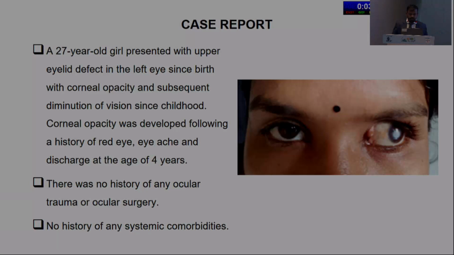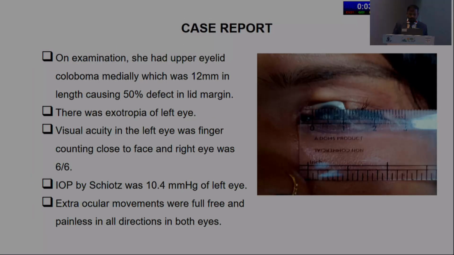My case, a 27-year-old girl presented with upper eyelid defect in the left eye since birth with corneal opacity and subsequent diminution of vision since childhood. Corneal opacity developed following a history of red eye, ache and discharge at the age of 4 years. There was no history of any ocular trauma or ocular surgery. No history of any systemic comorbidities was there.